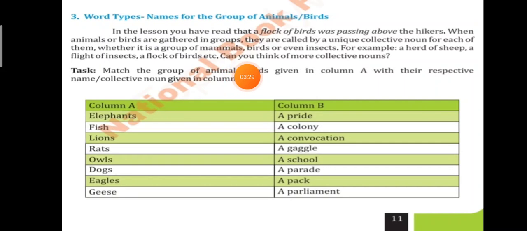So can you think about any other collective noun? Can you think of more collective nouns? Now your activity is given. You have to match the group of animals or birds that are given here with their proper respective collective noun. Okay, the first word is elephant. We can use a word for elephants, a parade of elephants. जब ये groups में होते हैं तो उसको हम कहते हैं a parade of elephants.